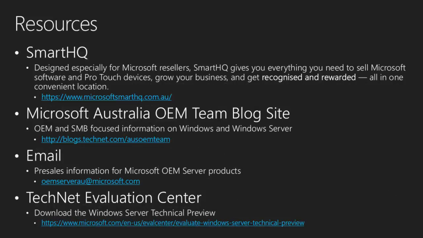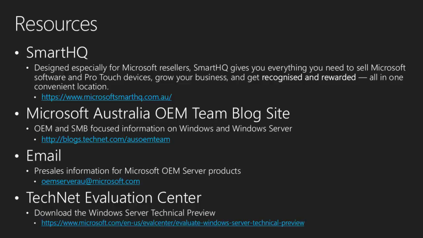Now, to wrap up for the resources, we've got the usual ones. We've got Smart HQ, which is where you'll get a lot of information from Microsoft Australia around what different programs, promos, sales and marketing activities are taking place in the market. But we've also got the Australian OEM team blog site, which I look after, where you'll find a lot more information on Windows 10, Windows Server, and how they integrate with different cloud services, just to give you an idea of the types of things you should be thinking about with the customers that may be refreshing older servers and thinking about, well, how do we replace what we've done previously? That's where we deliver a lot of that information.